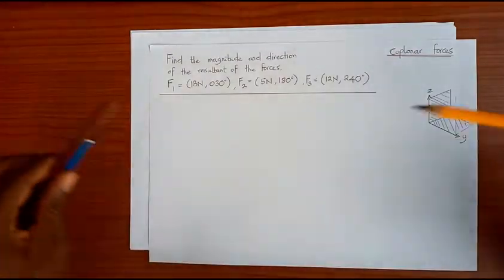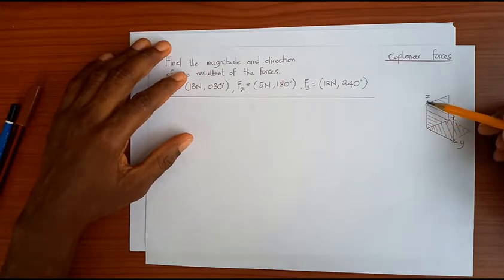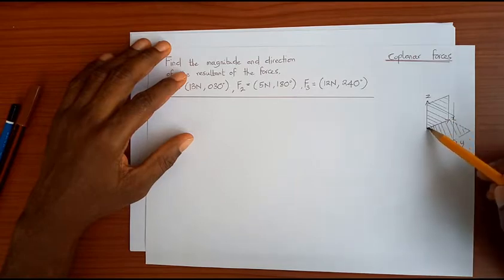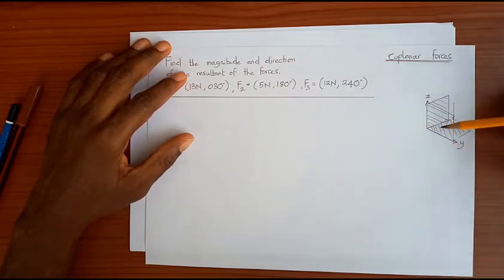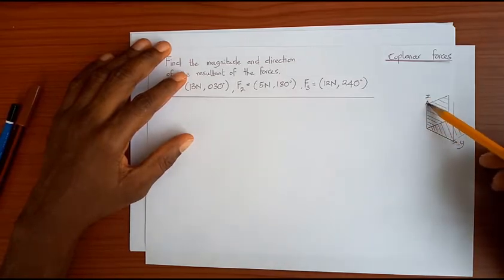Here, assuming we have a z-axis, a y-axis, and an x-axis. Between this x and this y, we have a certain plane here. Between this z and this x, we have another plane. Between this z and this y, we have another plane here.